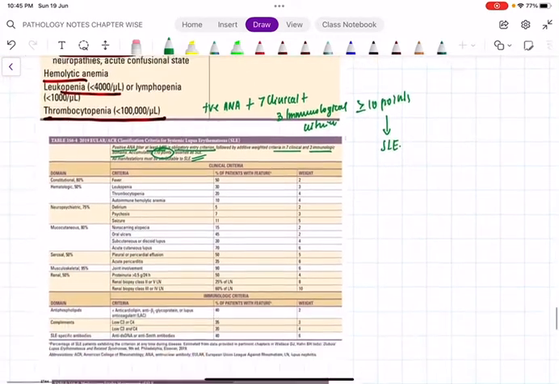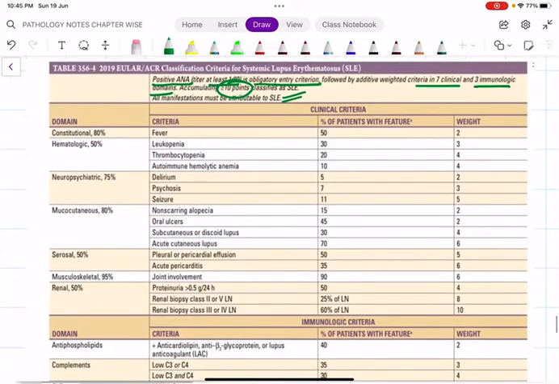Just remember this. So out of that, let us see what the various domains are.